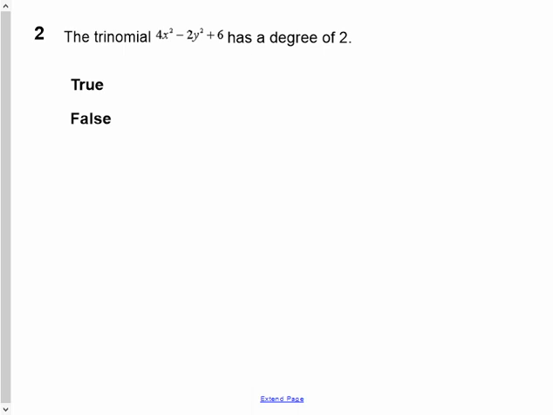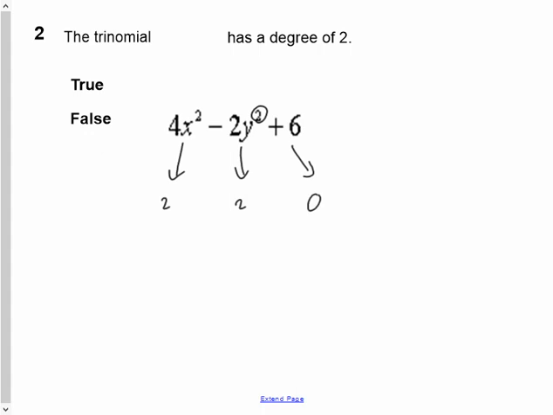Question 2 says a trinomial 4x squared minus 2y squared plus 6 has a degree of 2. Now remember, what it's really asking is, do you know how to calculate the degree of any polynomial, whether it be a trinomial, binomial, or a 10-term polynomial? The degree of the entire polynomial is determined by looking at each term. That's term 1, term 2, and term 3. Term 1 has a degree of 2 because the degree of a term is the sum of the exponents within the term. The second one has a degree of 2 as well because it has a y squared. And the constant does not have a variable, so it has a degree of 0.